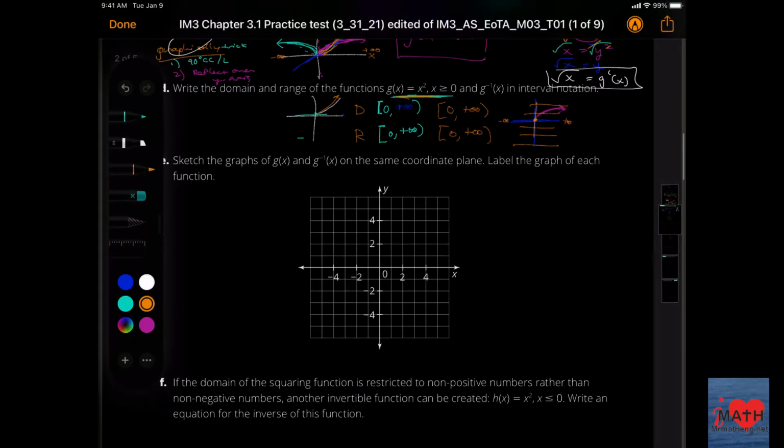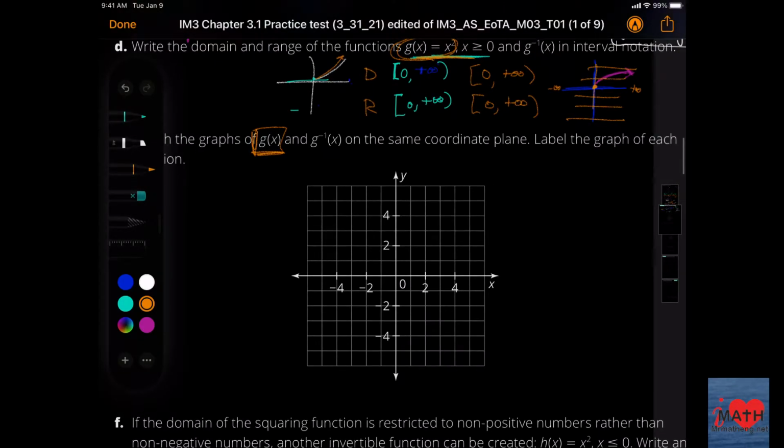Okay, 2e, sketch the graph of g of x and the inverse of g of x on the same coordinate plane. Label the graph of each. Okay, let's just do that. So we said this one was orange, right? We're graphing again this one right here. So basically, you put in 0 for x, you get 0 as a y. Put in 1, 1 squared is 1. 2 is 4. And this is what our graph would look like. Something like that.